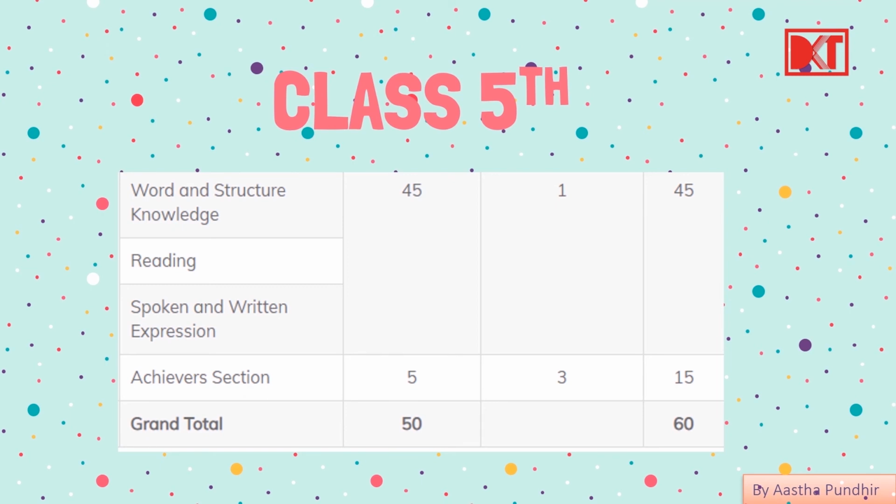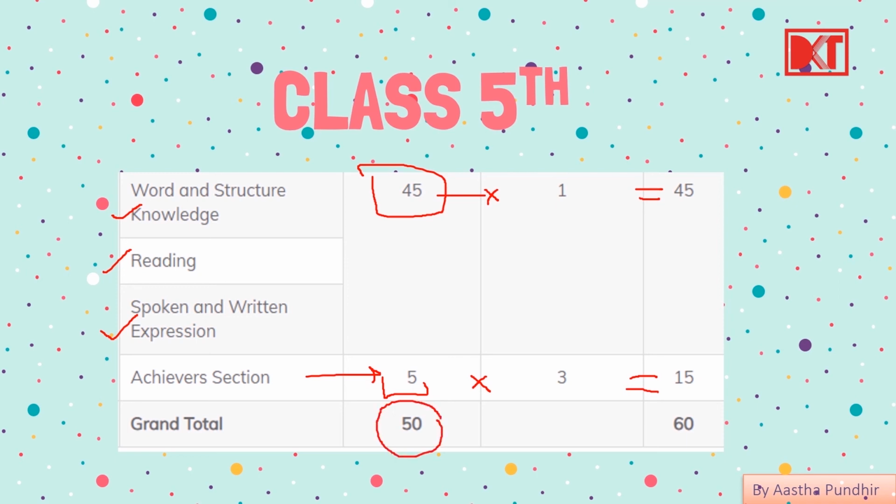Okay, so here are these 3 sections. We have word and structure knowledge, reading, spoken and written expression. Total you get 45 questions out of these, and these are of 1 mark each. Total makes it 45. Then the achiever section, you get 5 questions. They are of 3 marks each. Total becomes 15. So in total there are 50 questions to be solved, and the total marks become 60 marks.